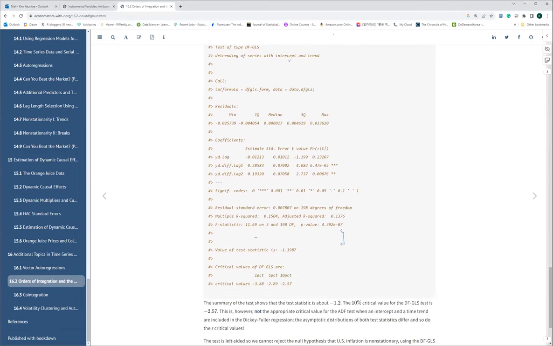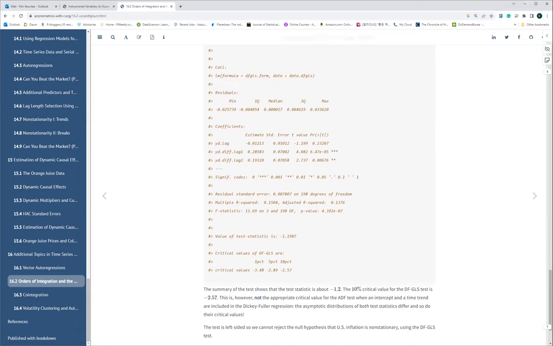And then when we go down here, even at the 10% level, we still have a DF test statistic of minus 2.57, which means we cannot reject the null hypothesis that it is non-stationary. So that means we can say that our inflation rate is non-stationary, okay? Because that's what this test is about.